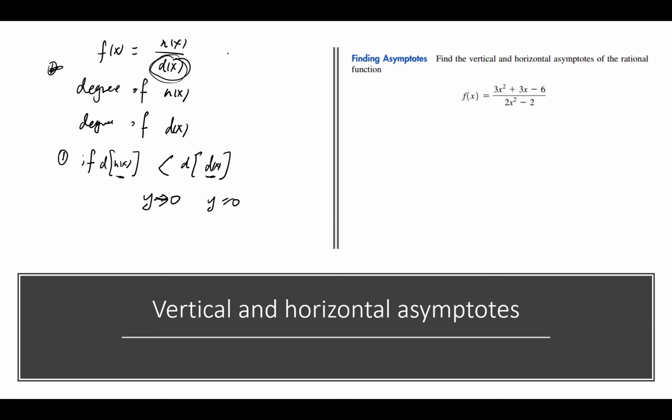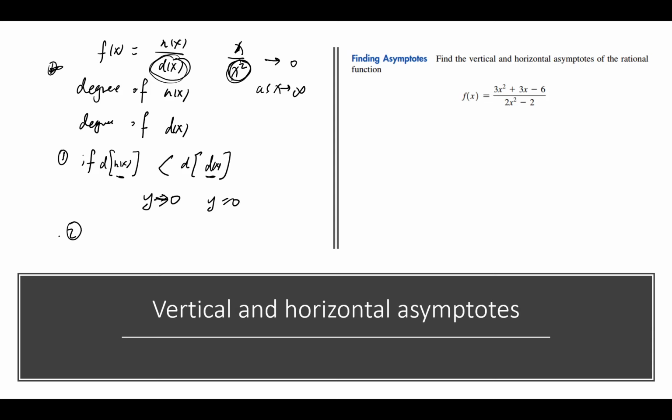That's because, say for example, if n(x) is 1 and d(x) is x squared, then as x goes to infinity, this term will go to 0, because x squared is now the leading term. And this is true even if the denominator is just x. This is because we have the major force in the denominator.